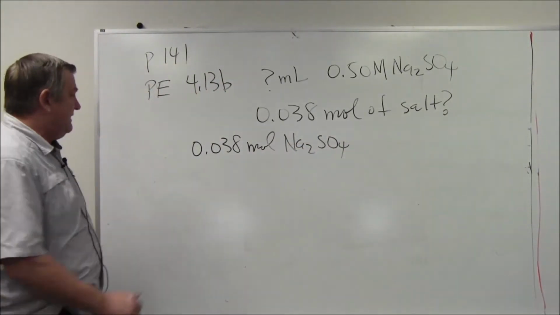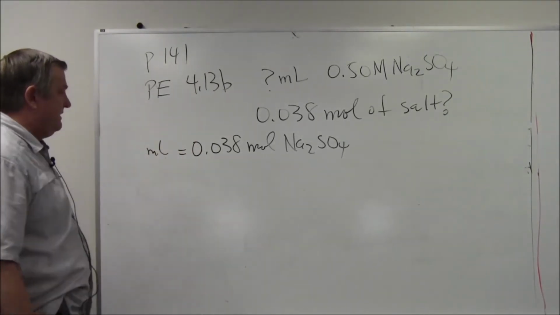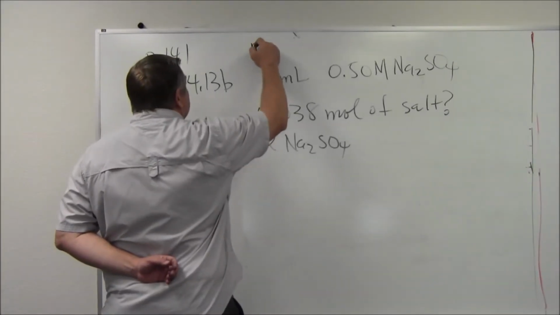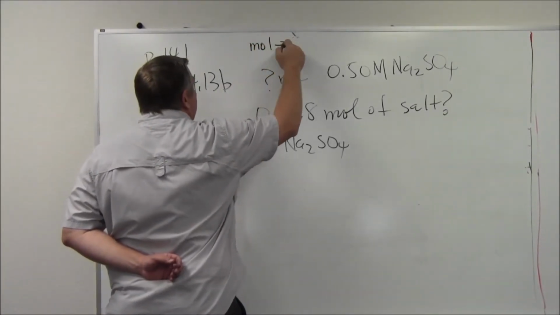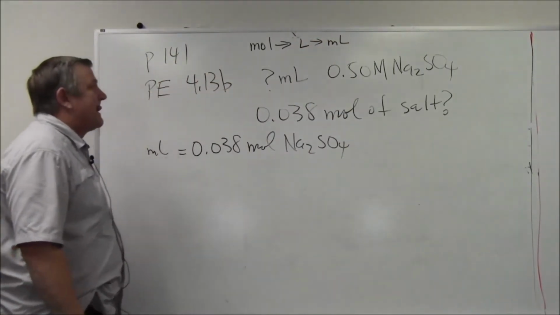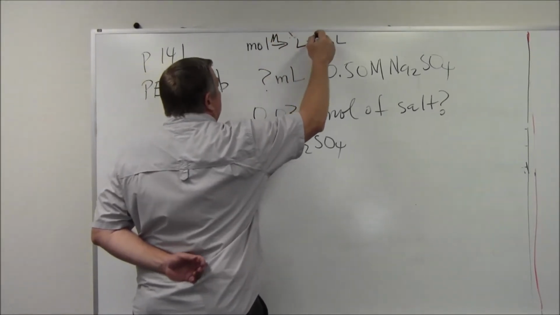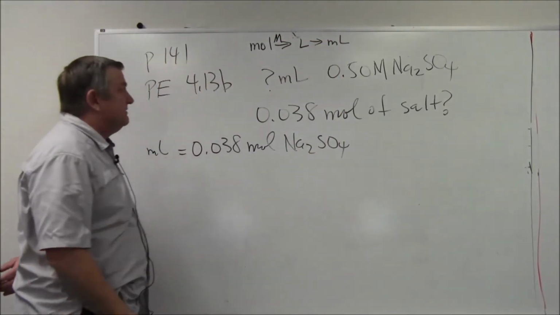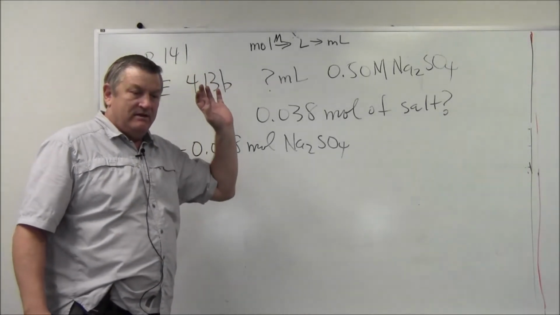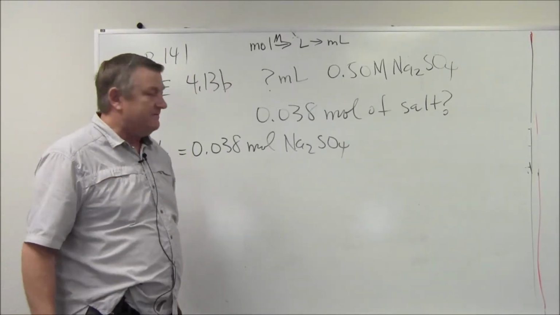Okay, and they want us to convert to milliliters. I want to go from moles to milliliters. So we can go from moles to liters to milliliters. See that? And this is going to be molarity. And this is just going to be a metric conversion. Because remember, with molarity, you can either convert liters to moles or moles to liters by flipping the conversion.